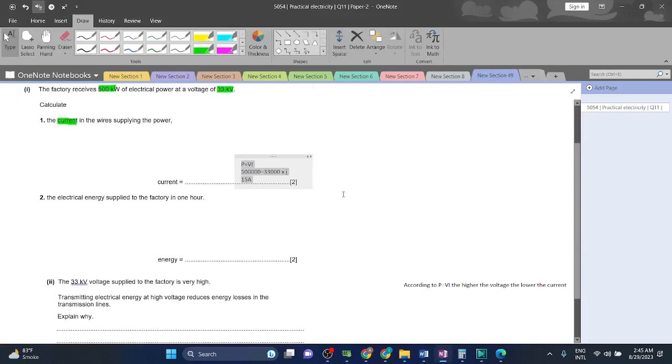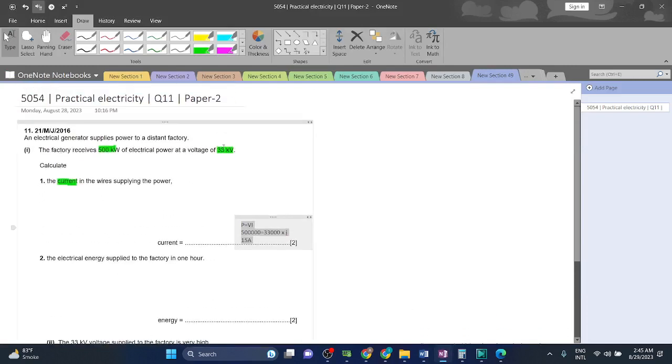The electrical energy supplied to the factory in 1 hour. So they are talking about energy, electrical energy. They're talking about time. We have the voltage. We have the energy. We have the power. So we can easily apply the formula. P is equal to.